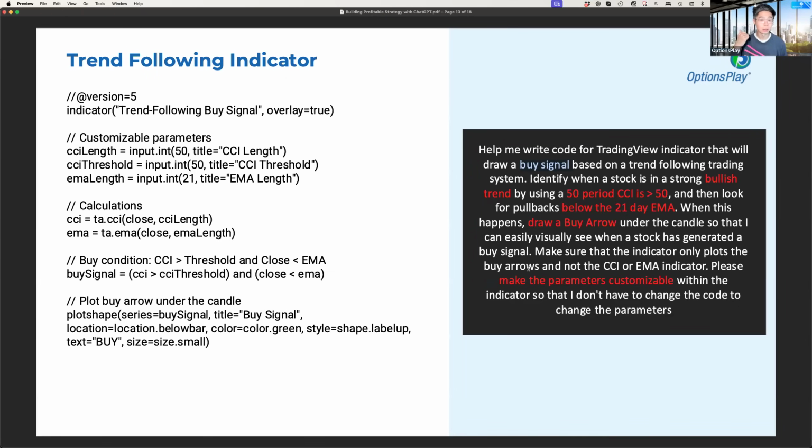Because I've selected the 50-period CCI, I've selected the 50 threshold to determine whether momentum is positive or not, and I'm using the 21-day exponential moving average. Those were just guesses in terms of starting points, right? I'm going to want to play around with those parameters to see where I'm going to get the best performance. And I'm only going to be able to do that if the indicator easily lets me adjust and see how they perform.